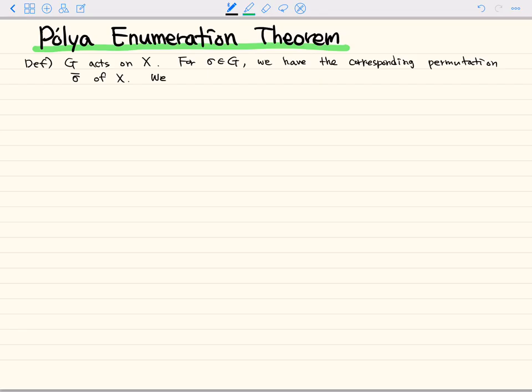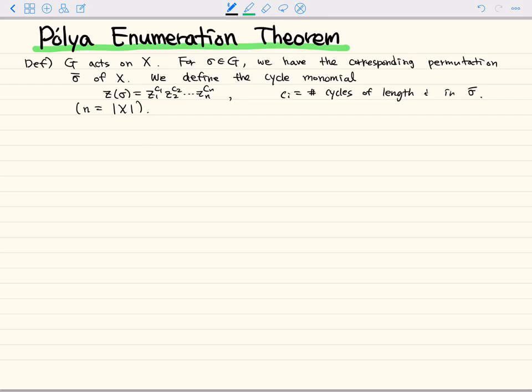Okay, then we define a cycle monomial z of sigma is equal to z1 to the c1, z2 to the c2, dot dot dot, zn to the cn, where ci is the number of cycles of length i in sigma bar. And here, n is the number of elements in X, the cardinality of X, because the maximum length possible is n, because there are at most n elements in one cycle.